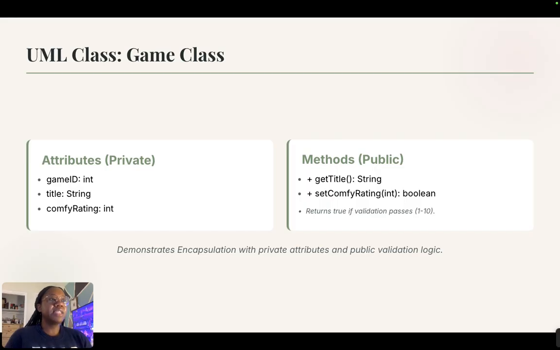The UML class diagram. Moving into the technical design, here's the UML for our core game class. This class is built on the principle of encapsulation. You'll notice the attributes, game ID, title, and comfy rating, are all private. Access is controlled through public methods. I've included a specific validation rule in the set comfy rating method. It returns a boolean to confirm if the input is between 1 and 10. This ensures data integrity right at the source.